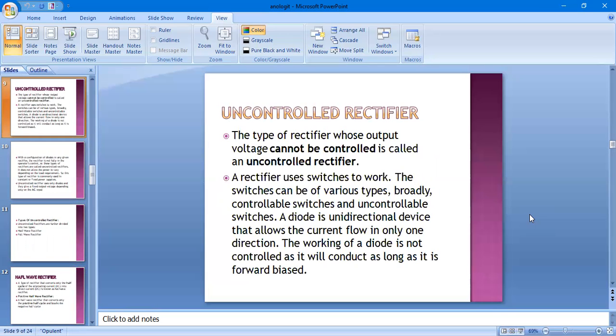Uncontrolled rectifier. The type of rectifier whose output voltage cannot be controlled is called an uncontrolled rectifier. A rectifier uses switches to work. The switches can be of various types: broadly, controllable switches and uncontrollable switches. A diode is a unidirectional device that allows current flow in only one direction. The working of a diode is not controlled, as it will conduct as long as it is forward biased.